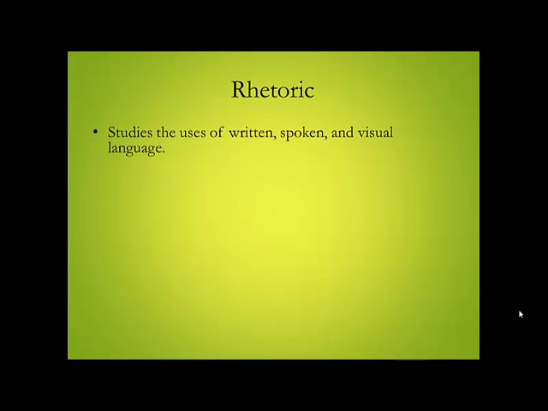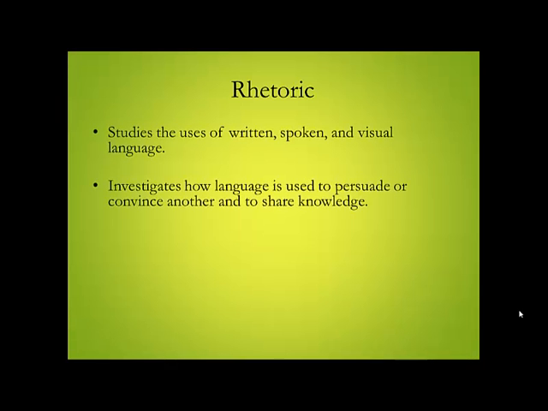Rhetoric studies the uses of written, spoken, and visual language. It investigates how language is used to persuade or convince another and to share knowledge. And it also provides essential tools for civic, professional, and academic life.